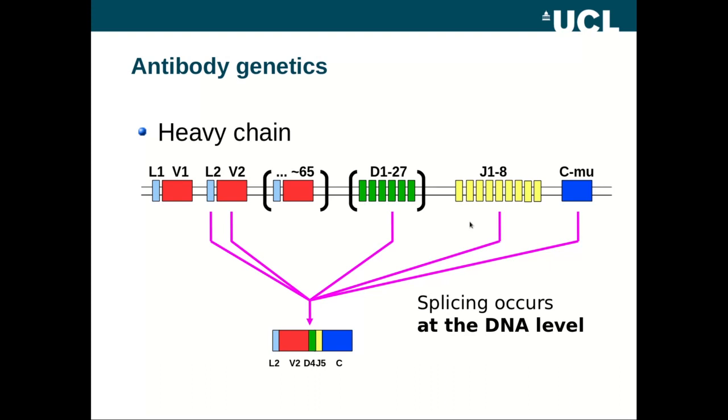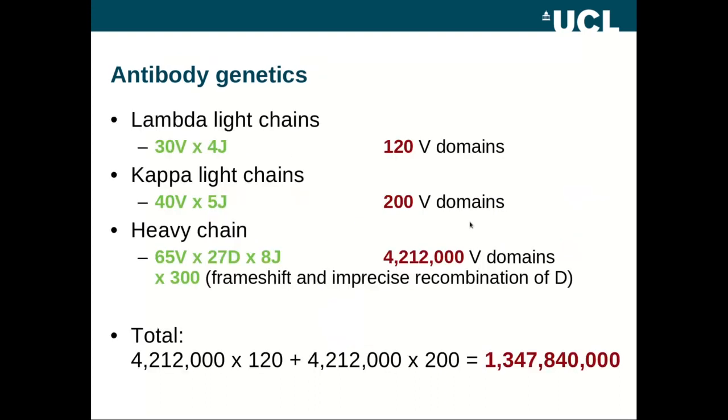So if we do some simple maths, for the lambda light chains we have 30 times 4, that makes 120 different V domains. For kappa we have 40 times 5, that's about 200 V domains. And for heavy chains we have 65 times 27 times 8. However, we have a huge amount of additional variability because those D segments, those diversity segments, can go in any one of the 6 reading frames. So we have the 3 forward reading frames of DNA, and also we can read off the reverse strand of the DNA to get the 3 reverse reading frames.